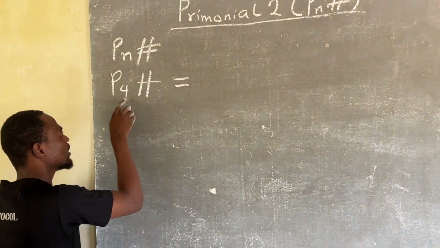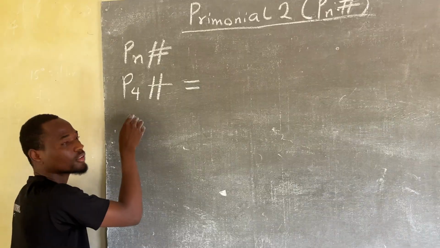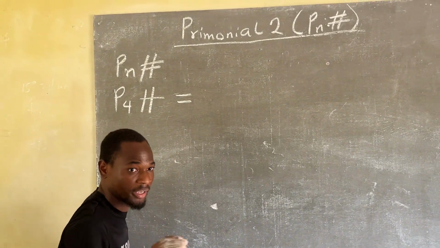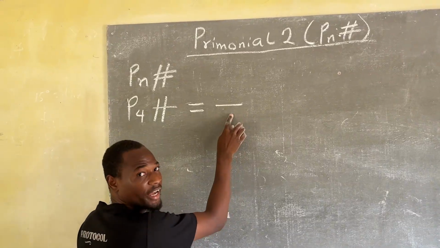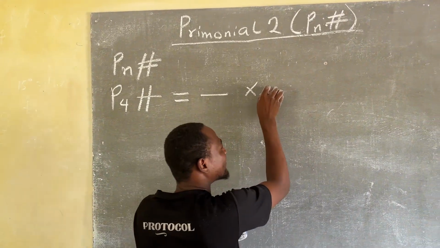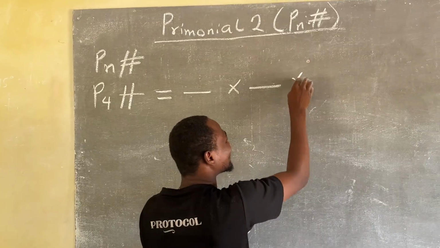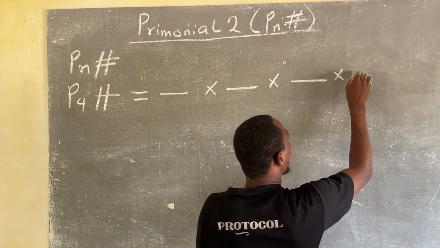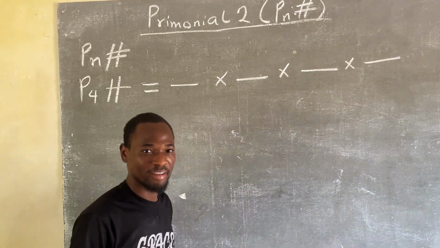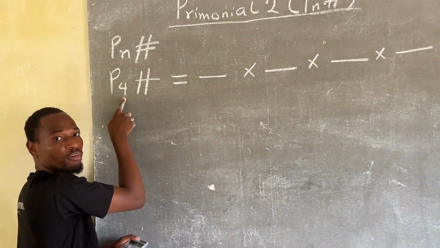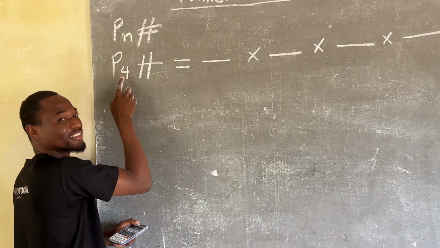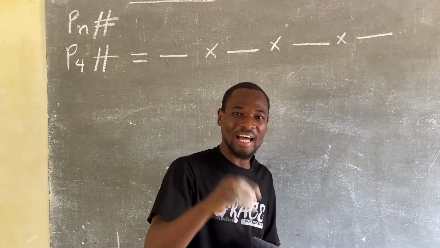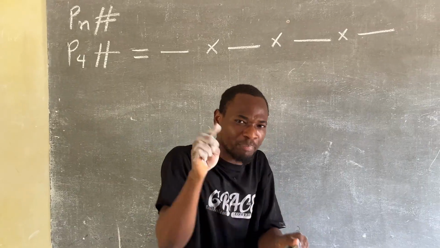So what we do is, this is the number 4, so that means I'll be multiplying 4 numbers. So I have my first number here, times my second number here, times my third number here, times my fourth number here, because of the number 4. If I had 10 here, then I'm expected to see 10 numbers. So let's start from the smallest prime number.